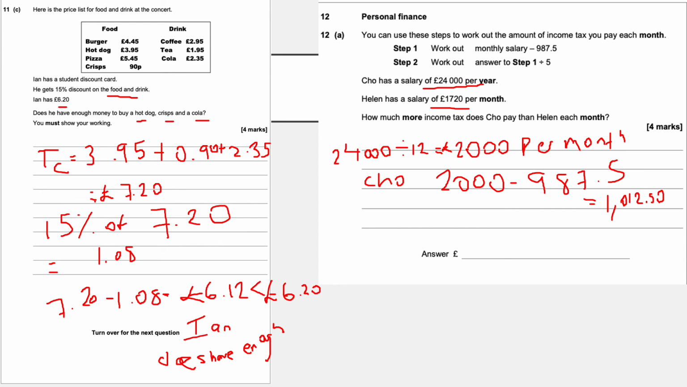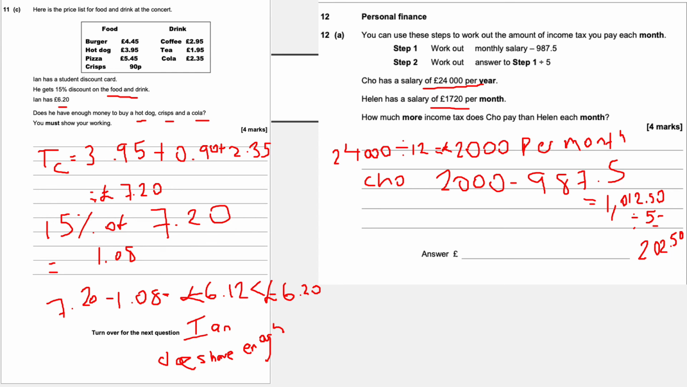And then it says divide your answer by 5. So dividing this by 5, £202.50. So Cho pays £202.50.